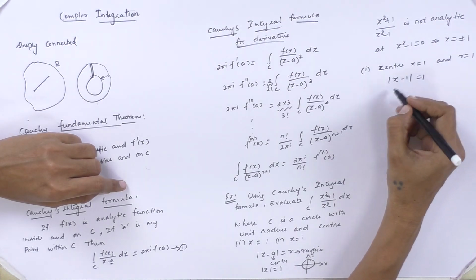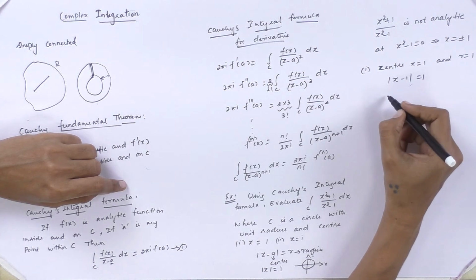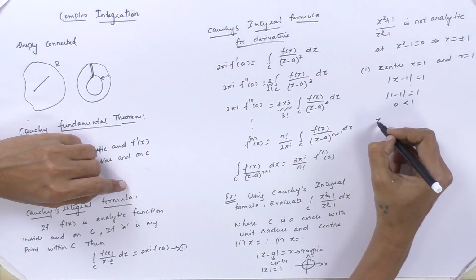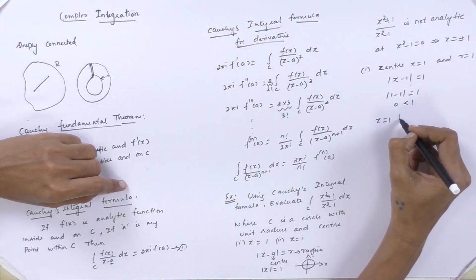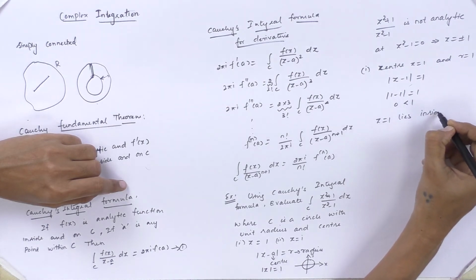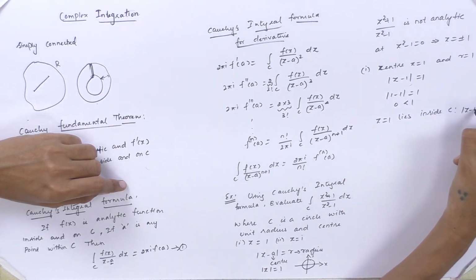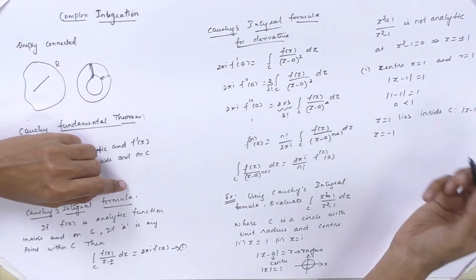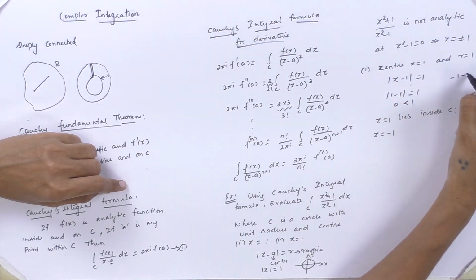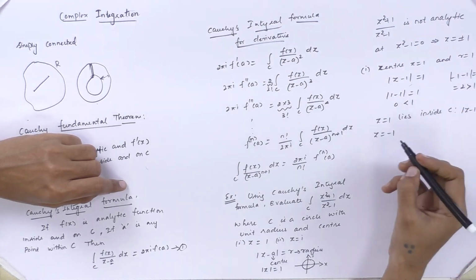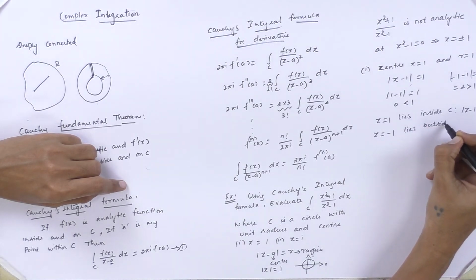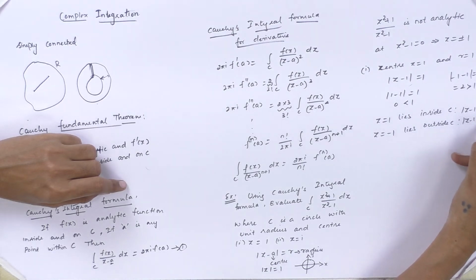Let me do the problem. Put z equal to 1 in this circle. So modulus of 1 minus 1 is equal to 0, which is less than 1. Therefore the point z equal to 1 lies inside C, such that modulus of z minus 1 is equal to 1. And let us check whether the point z equal to minus 1 lies inside or not. So put z equal to minus 1: modulus of minus 1 minus 1 is equal to modulus of minus 2, which is equal to 2. 2 is greater than 1, therefore the point z equal to minus 1 lies outside C, such that modulus of z minus 1 is equal to 1.